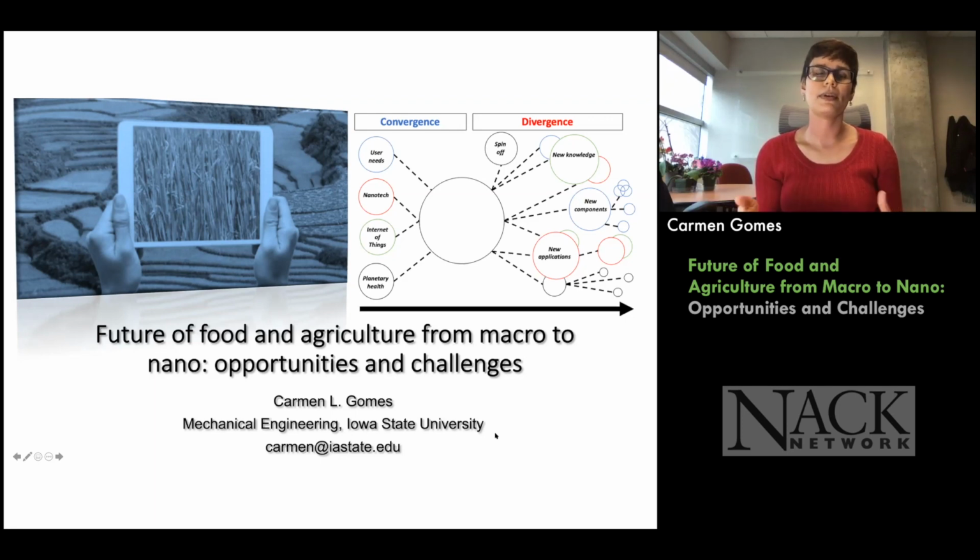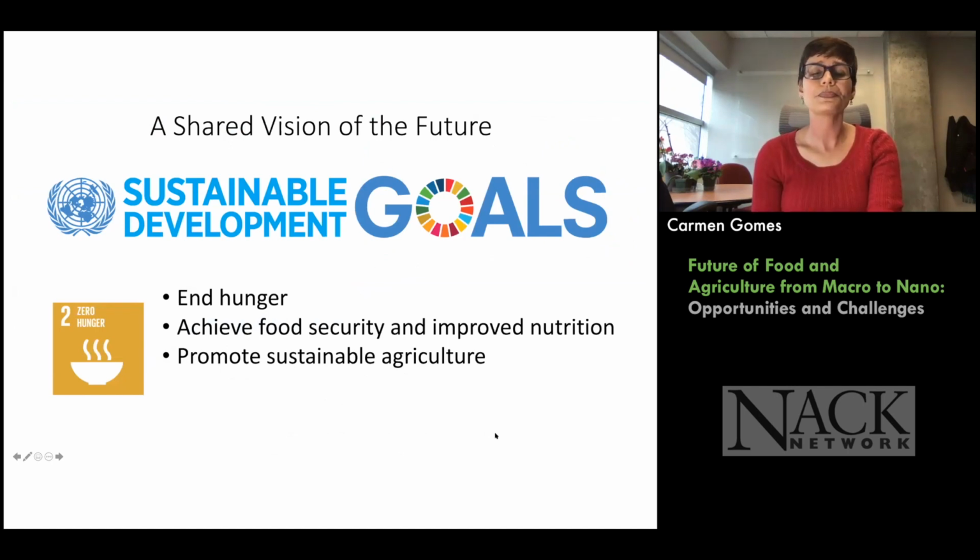We know that these are big problems that we are facing right now, but we cannot necessarily tackle them with one silver bullet. There is no one solution for the problem. By tackling them in different ways, we can actually address the problem and hopefully achieve a solution in the next few years. We are all trying to end hunger, to achieve food security and improve nutrition for the whole population of the world, and also to promote sustainable agricultural practices.